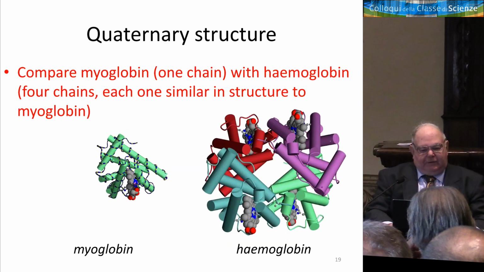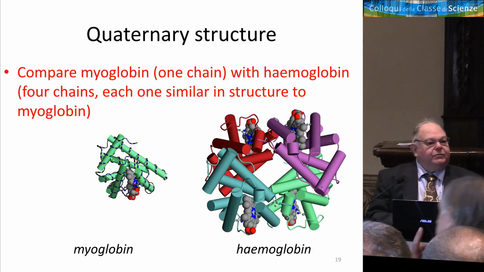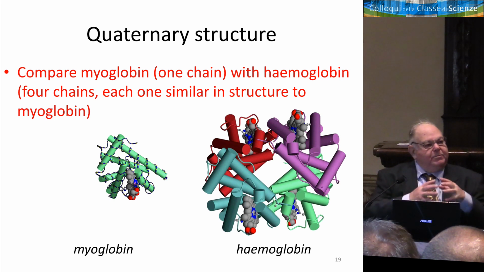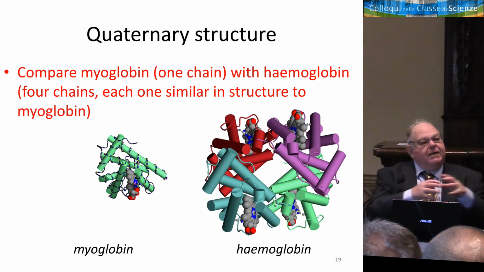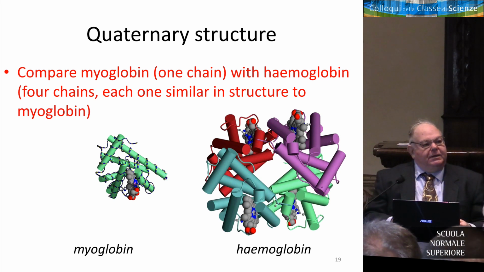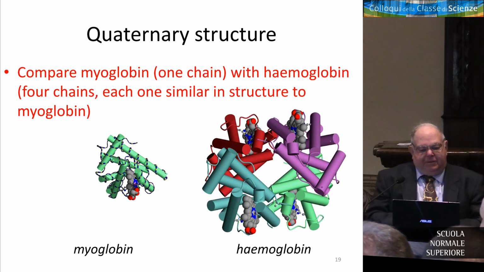The next level, quaternary structure, involves the assembly of proteins from individual chains. Now, it's different from domains. If you have a multi-domain protein, it's one polypeptide chain. If you have hemoglobin, then it's 4 polypeptide chains. The difference is perhaps less than it appears, but it's been a classically recognized distinction.